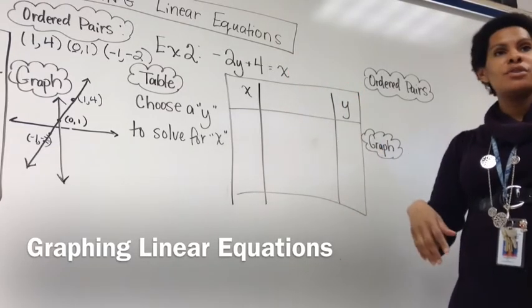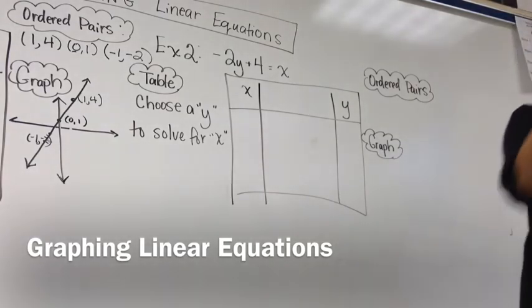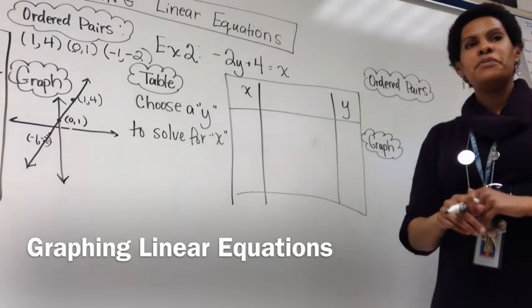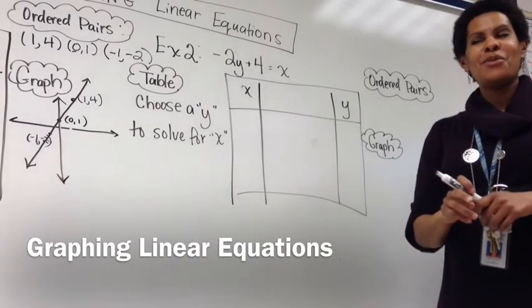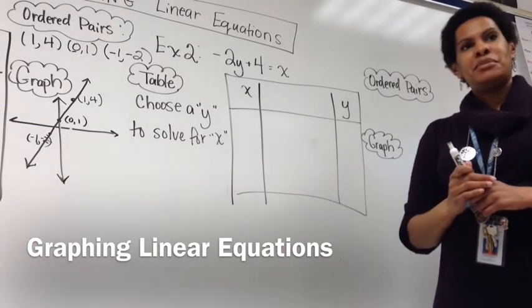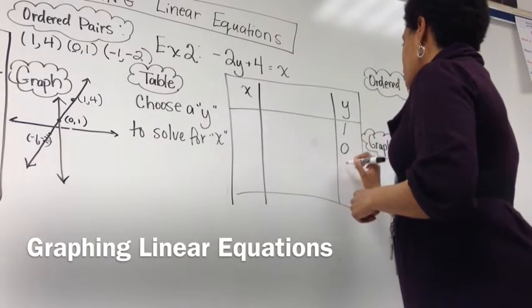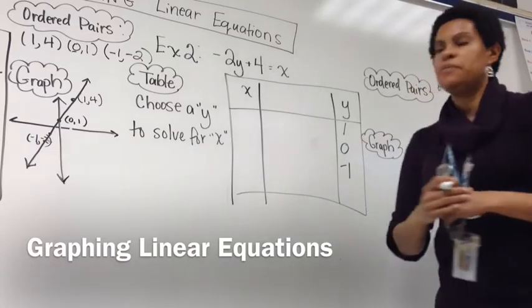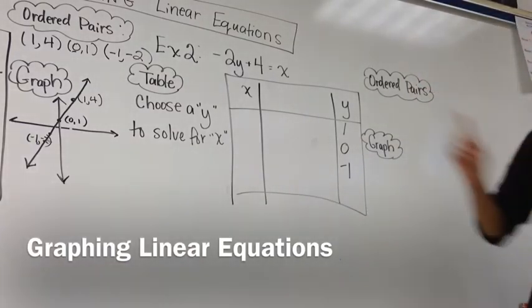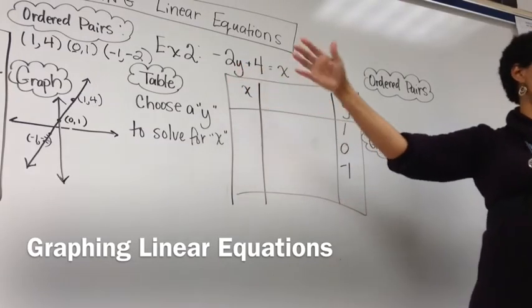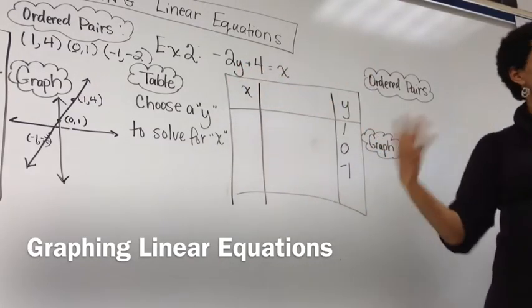So somebody who's going to work smart, not hard, give me 3 values for y. 1, 0, negative 1. I like the way you think. You're working smart, not hard. But I chose my y's this time. You don't have to do this. I'm just trying to save you some algebra, even though we are doing algebra.